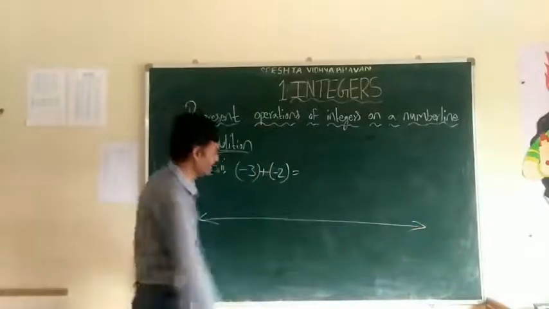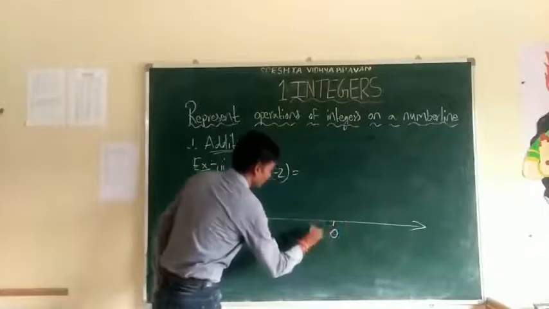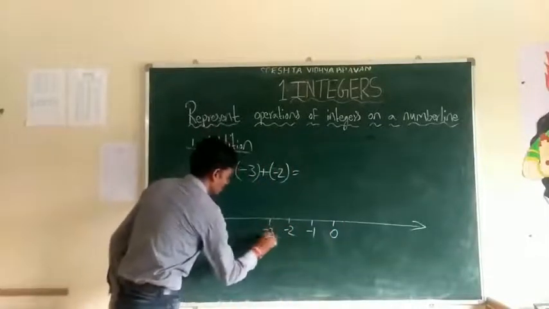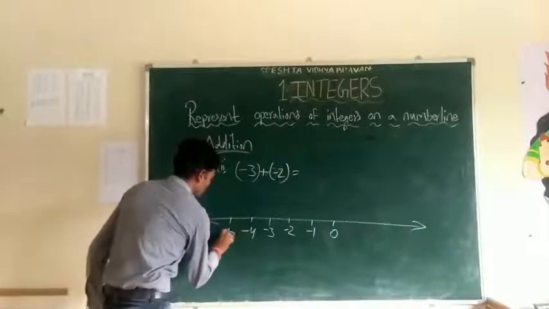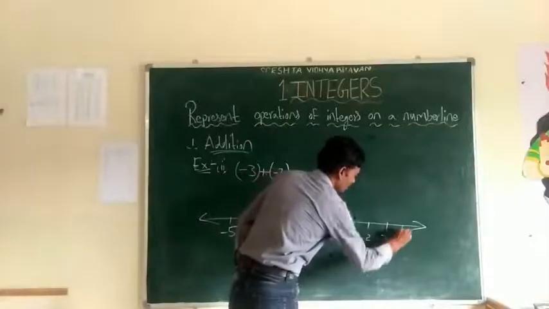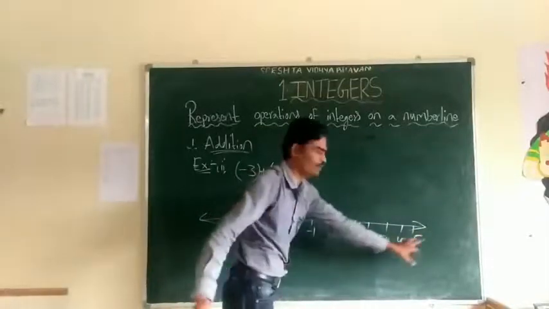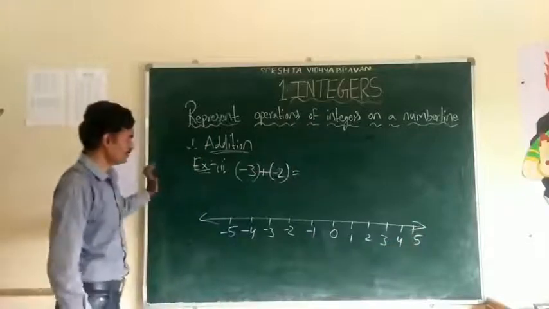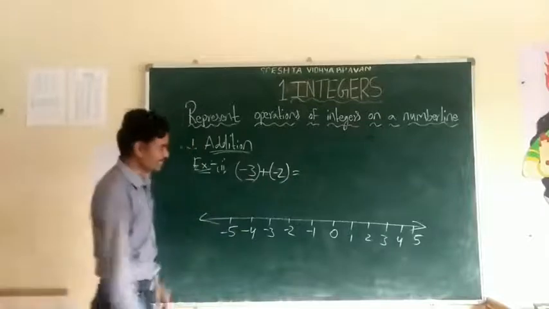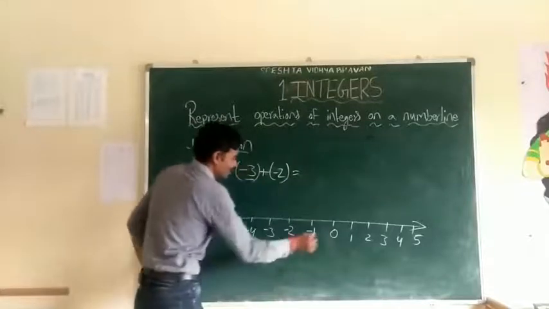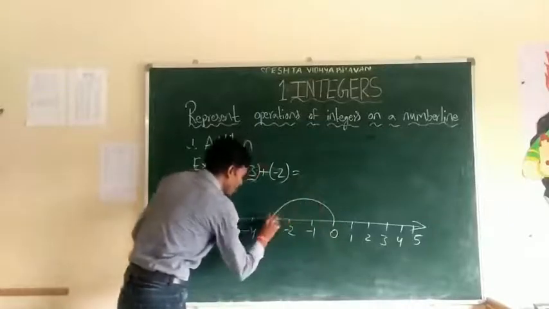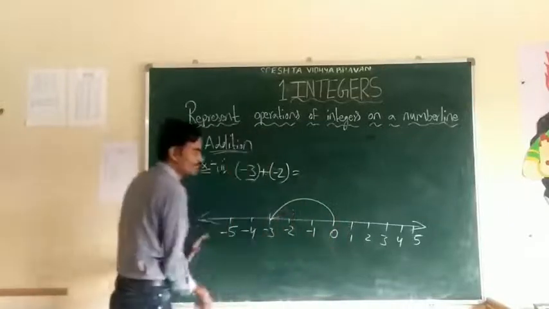On the number line, 0 is in the middle, and on the left side of the number line are minus 1, minus 2, minus 3, minus 4, minus 5, and on the right side are the positive integers 1, 2, 3, 4, 5, and so on. Like that, first we take minus 3. Minus 3 is in the left side of 0.